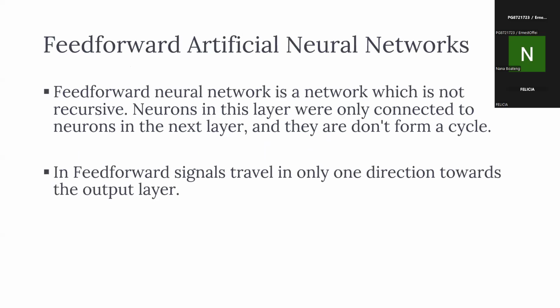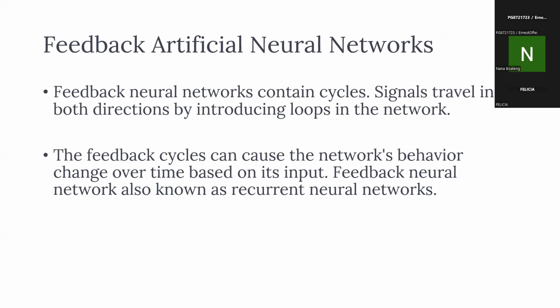The feed forward travels only in one direction, towards the output layer, whilst the feedback introduces a loop into the network. So it can cause the network behavior to change over time as the network learns from experience. It is also called the recurrent neural network. A recurrent neural network is a network with a feedback loop within it.